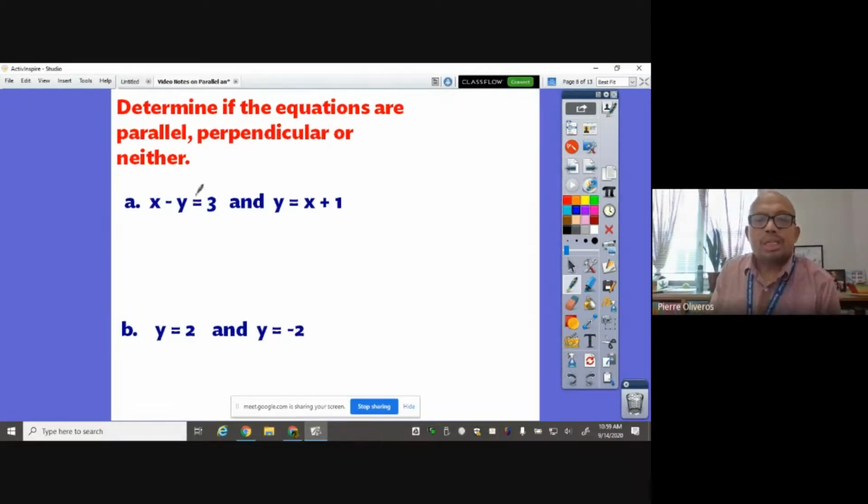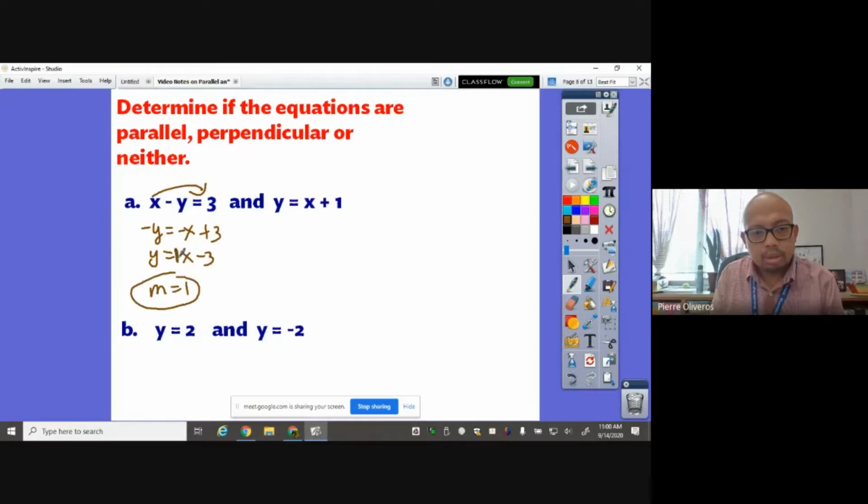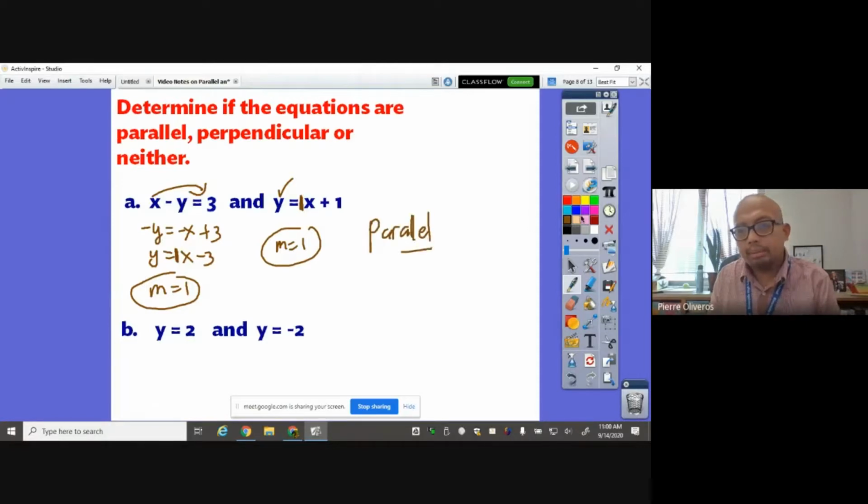Okay. All right. Now, determine if the equations are parallel, perpendicular, or neither. Okay. So let's identify the slope of the first equation here. So I'm going to solve for the y here, move this one to the right. So this will become negative y equals negative x plus 3. Flip all their signs, y is equal to x minus 3. So the slope here is positive 1 because of the invisible 1 here. Here, the y is already by itself, so the slope here is 1, m equals 1. So therefore, they're equal. So I know that these two equations are parallel. Kaboom.